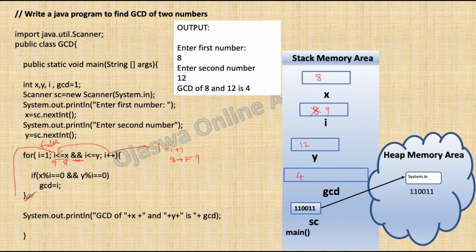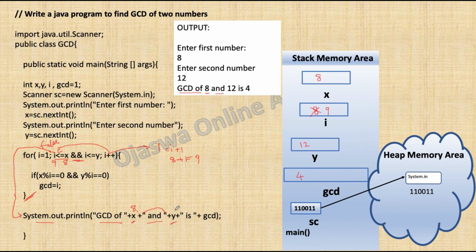This is your loop ending over here. Control will come to the next statement, and here we are printing System.out.println. "GCD of" is the text, and it is printed to the console. Value of variable x is retrieved, that is 8. 8 is printed to the console. And this is a string again, text. This is printed as it is to the console.